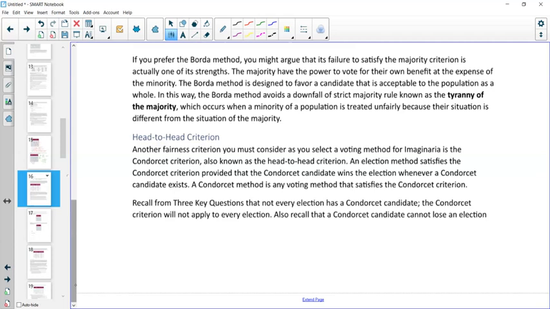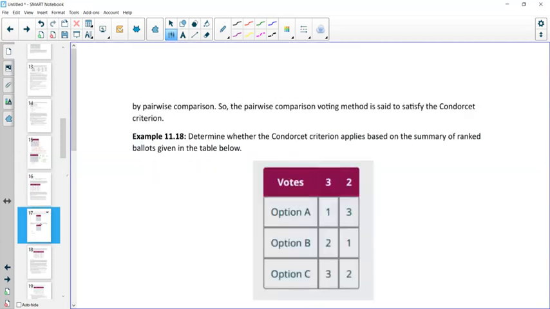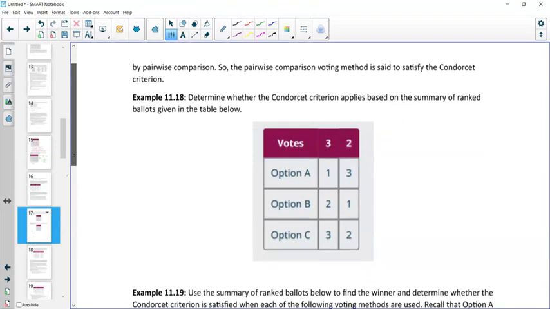The Condorcet criterion will not apply to every election. Also recall that a Condorcet candidate cannot lose an election by pairwise comparison. So the pairwise comparison voting method is said to satisfy the Condorcet criterion. To determine whether the Condorcet criterion applies, we use a summary of the rank ballots.